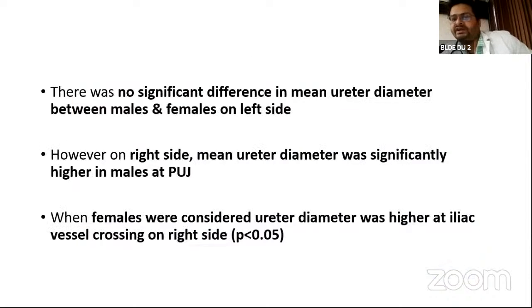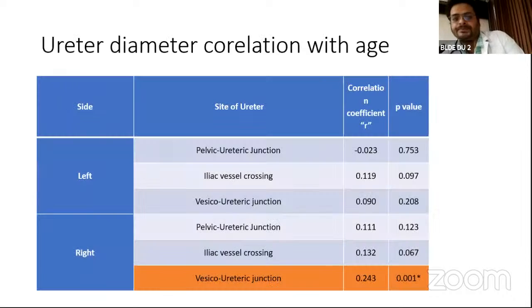There was no significant difference in the mean ureteric diameter between males and females observed on the left side. However, on the right side, the mean ureteric diameter was significantly higher in males at the level of pelviureteric junction. When females were considered, the ureteric diameter, as I mentioned, was higher at the iliac vessel crossing on the right side, and it was statistically significant.